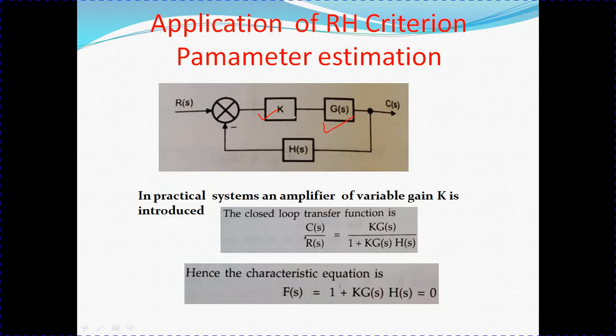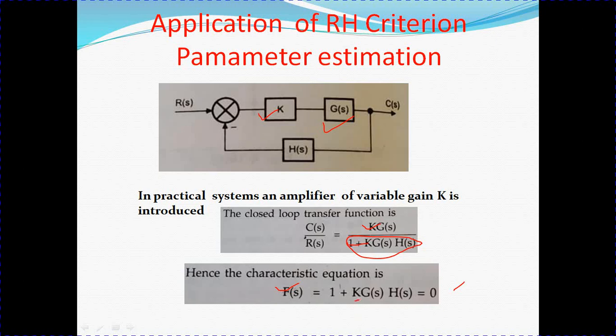Hence after the introduction of this K, the closed loop transfer function of the system is given by C(s)/R(s) = K into G(s) divided by 1 plus K into G(s) into H(s). The denominator of the transfer function equated to 0, that is 1 plus K into G(s) into H(s) equal to 0, is known as the characteristic equation of the system, and the roots of the characteristic equation will determine the stability of the system.